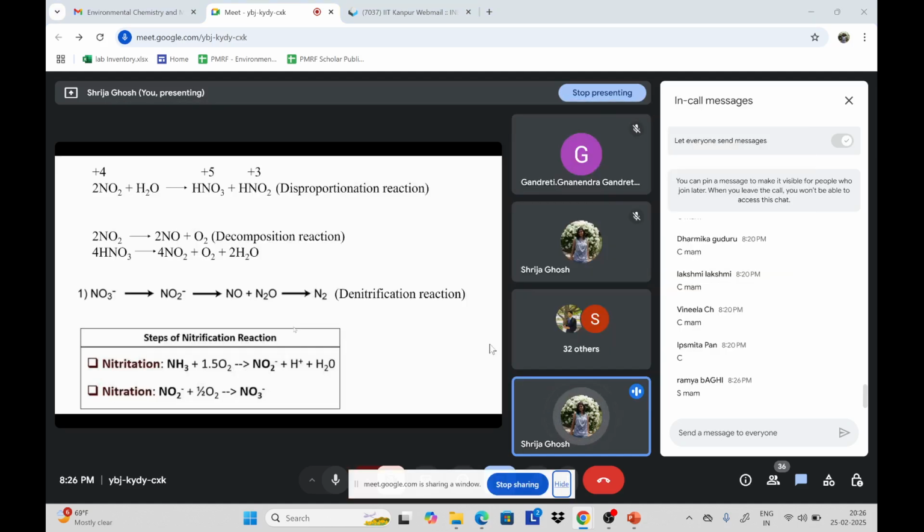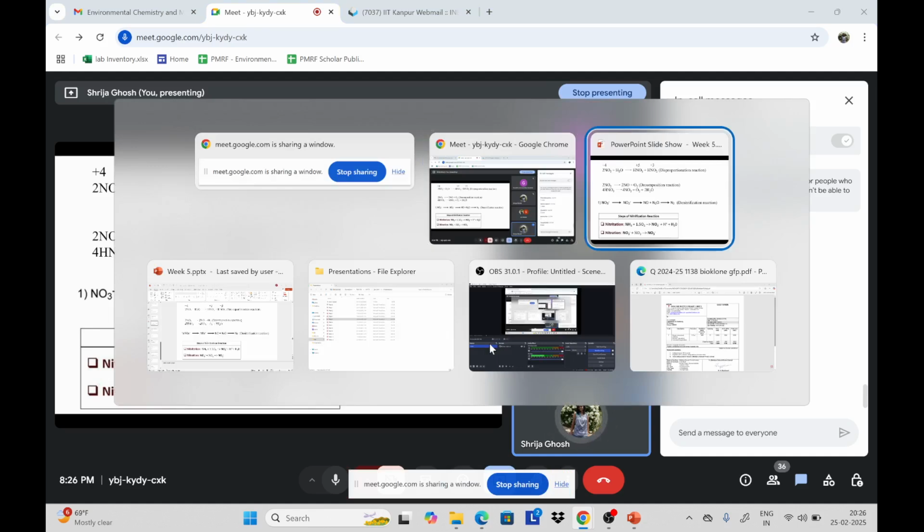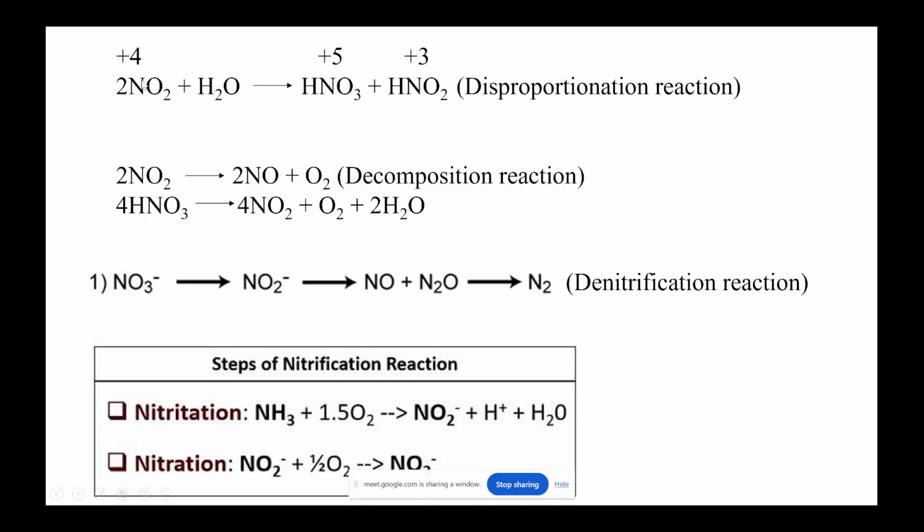So I was talking about the disproportionation reaction, right? So here you see nitrogen dioxide. The nitrogen has the oxidation state of +4. How do we know that? Because the overall charge on nitrogen dioxide is 0, right? So if I have to calculate the oxidation state of nitrogen in nitrogen dioxide, I will look at the oxygen that is bound to the nitrogen here.